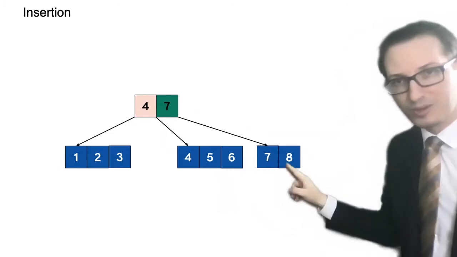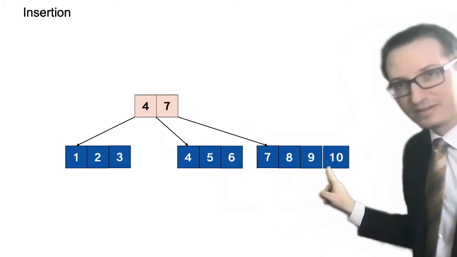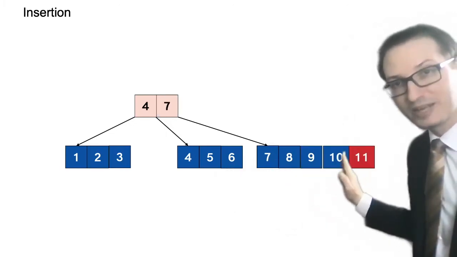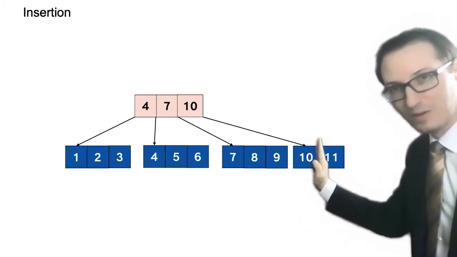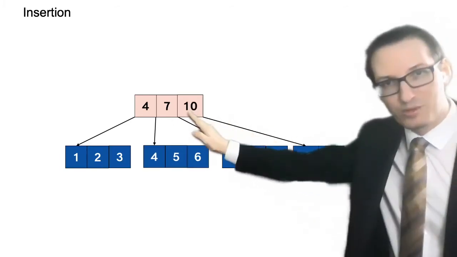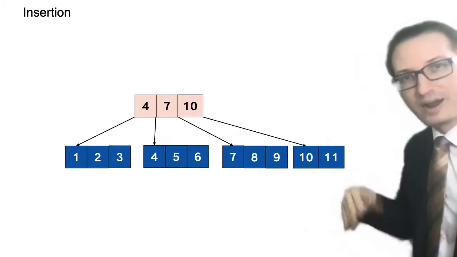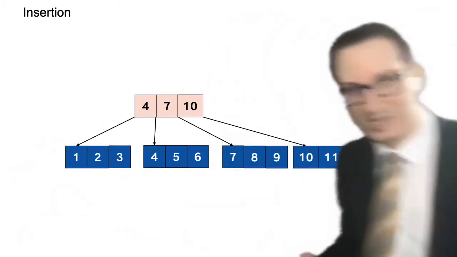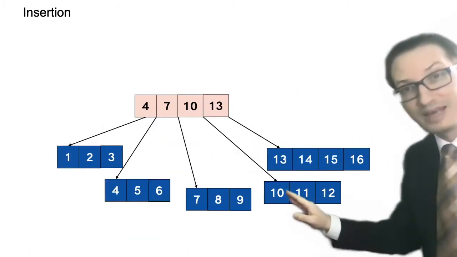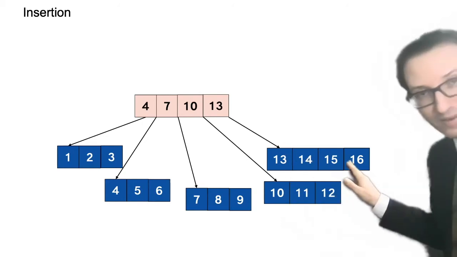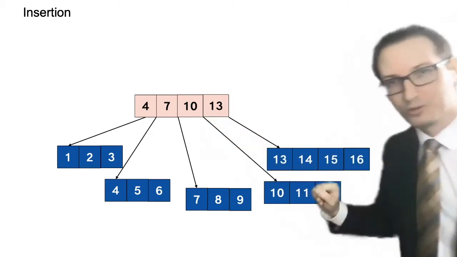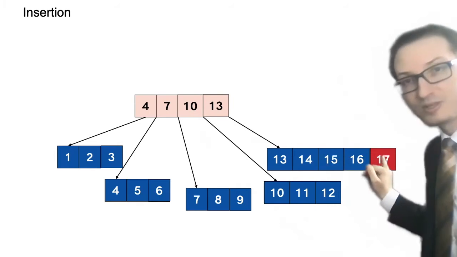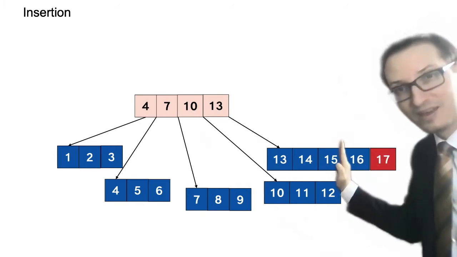Okay, now we have 3, we have 2. Let's add 9, 10, 11. Now we need to split again because we have too many keys there. So we split it here, add the 10. Here I'm basically just fast forwarding. So if I fast forward a bit, then I add it all the way to 16, right? And now I even added one more node here, 16, 17 is not okay. So I have to split now.